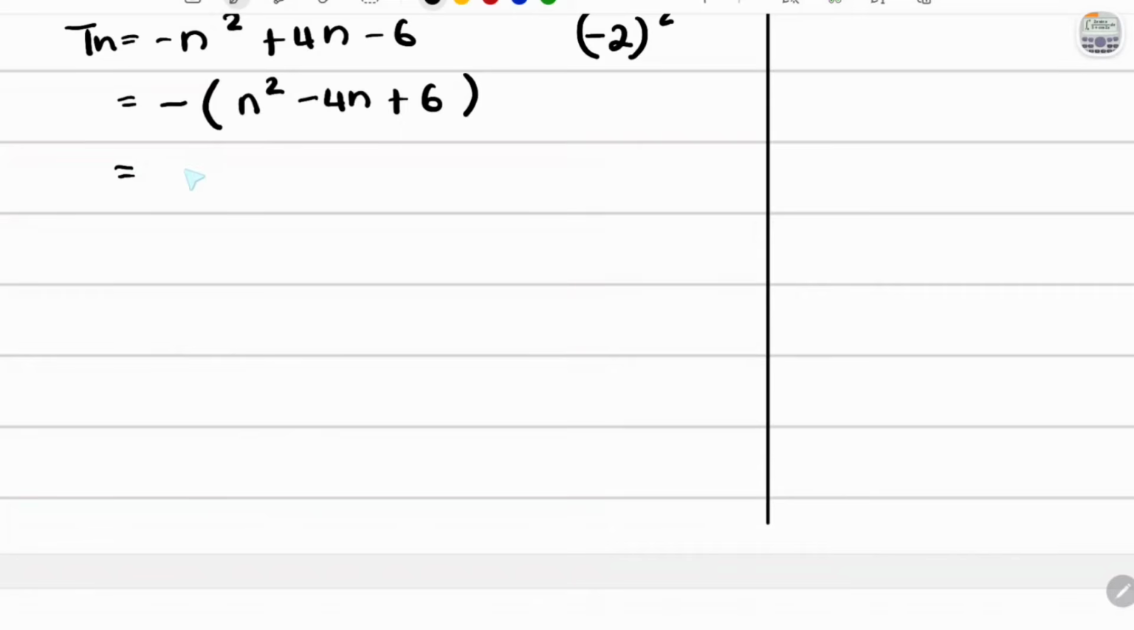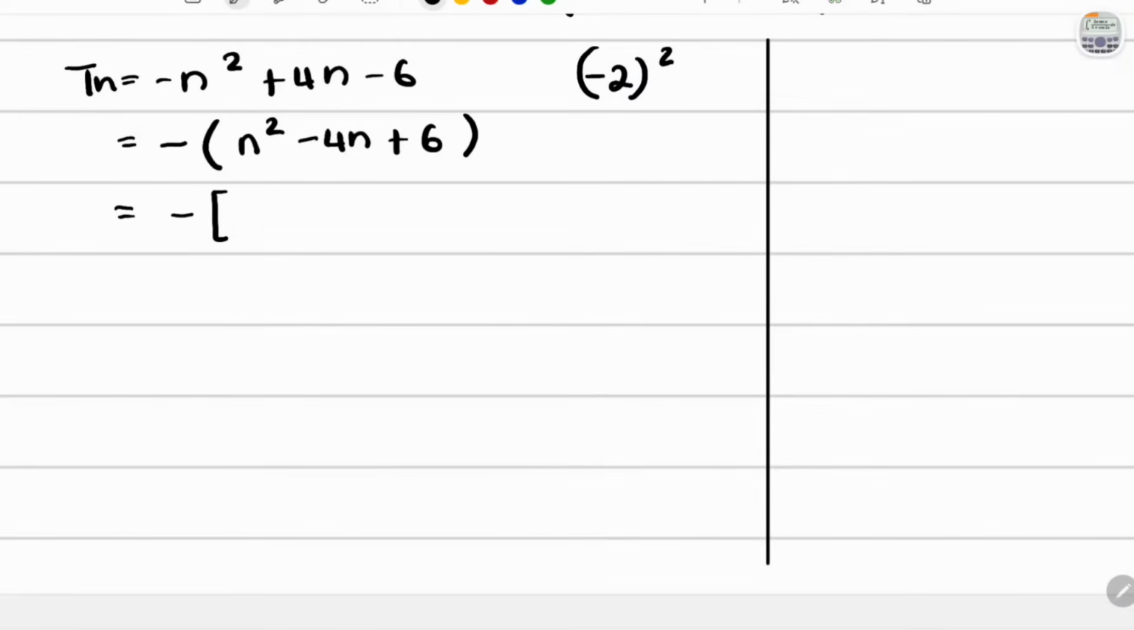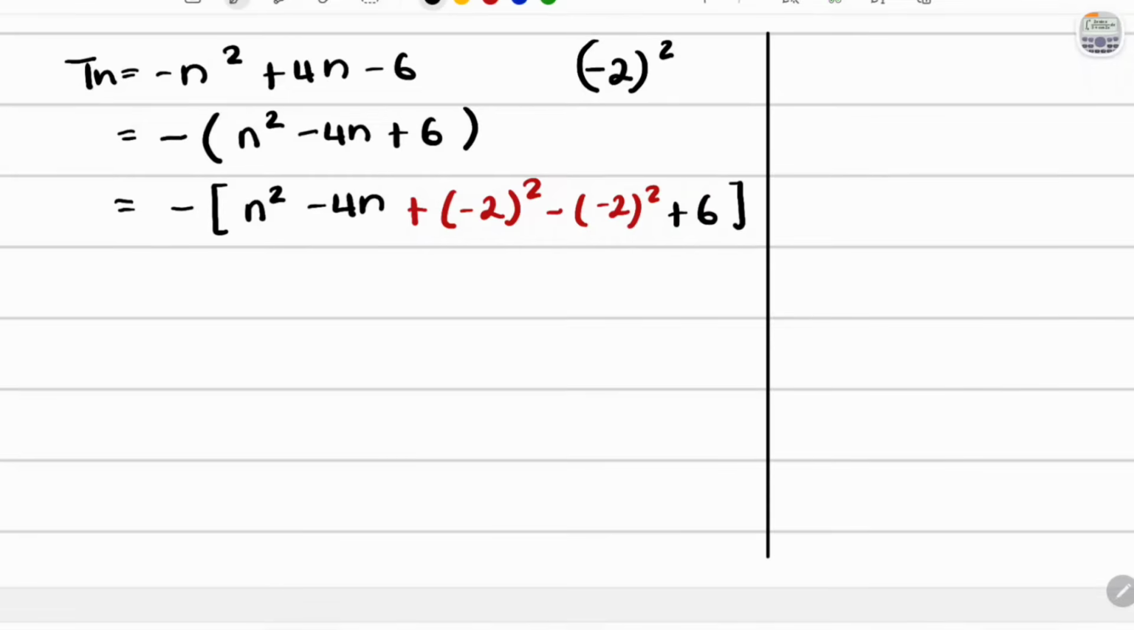So we're saying this is equal to negative, and I'm going to use big brackets now because I can see that I have brackets here. So I have n squared minus 4n, and I'm going to go ahead and add the negative 2 all squared, and then subtract it, so that this way I'm not changing the value of the expression. So minus negative 2 all squared. And then I still have my plus 6, of course, and close bracket.